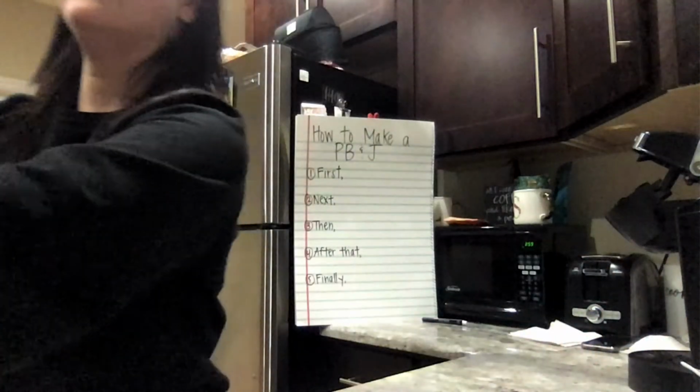So now that we made our peanut butter and jelly sandwich, let's make some hot chocolate. As we're making hot chocolate, I want you to do the same thing. I want you to listen with your ears for the 5 different sequencing words. So we're listening for first, next, then, after that, and finally. So listen to those words while I'm making my hot chocolate. So first, we get our ingredients ready. I have my ingredients right here.